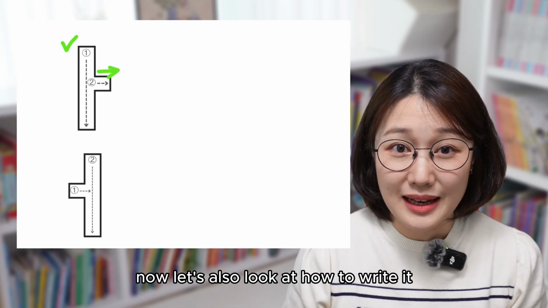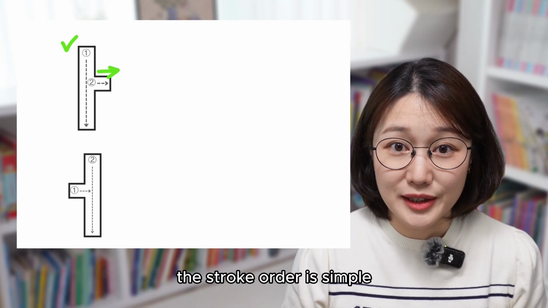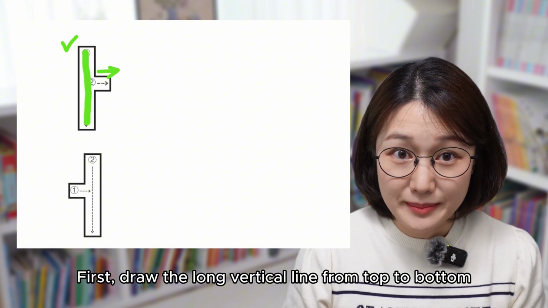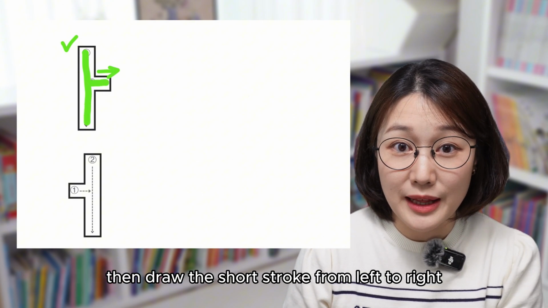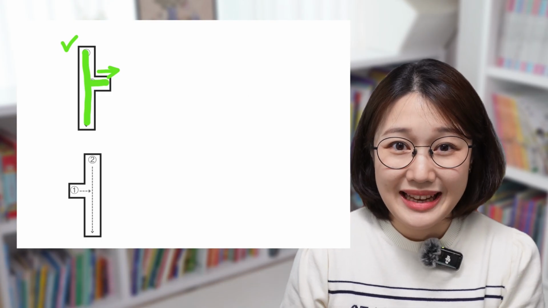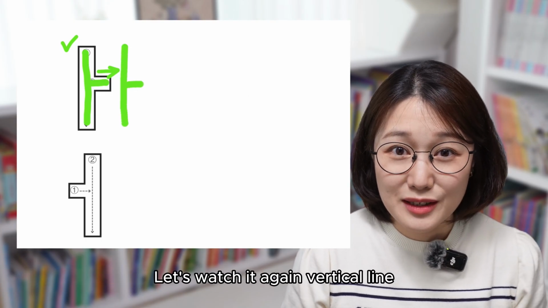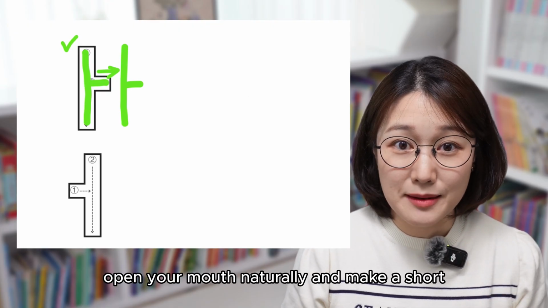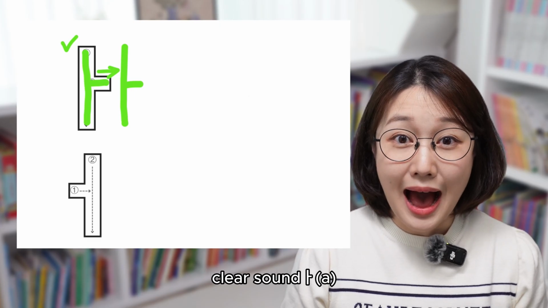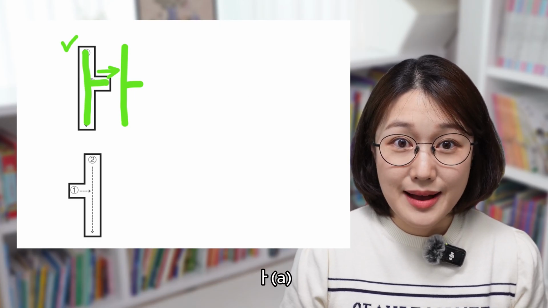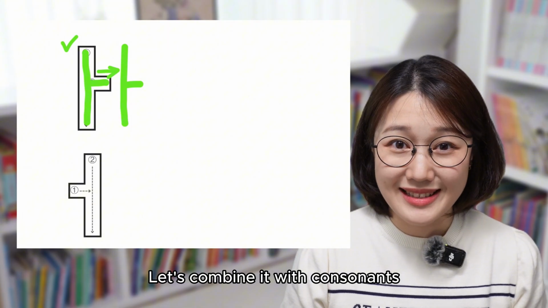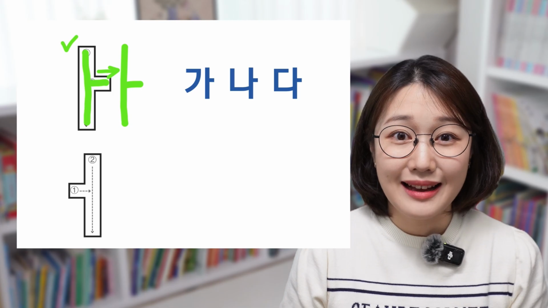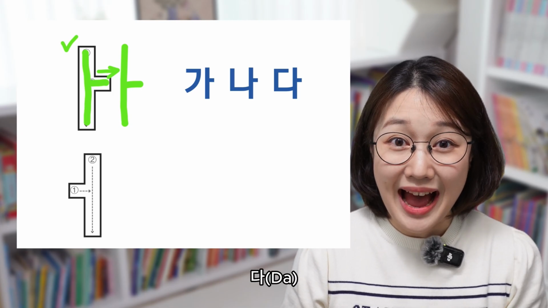Now let's also look at how to write it. The stroke order is simple. First, draw the long vertical line from top to bottom, then draw the short stroke from left to right, toward the right. Let's watch it again. Vertical line, short stroke. A. Open your mouth naturally and make a short, clear sound. A. A. Let's combine it with consonants. 가, 나, 다. 가, 나, 다.